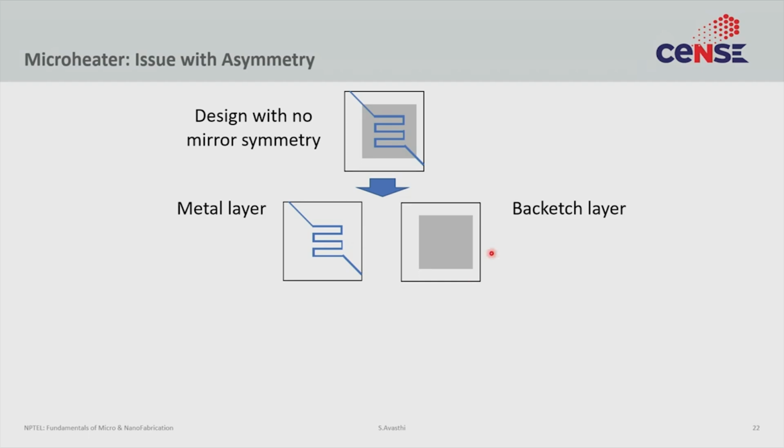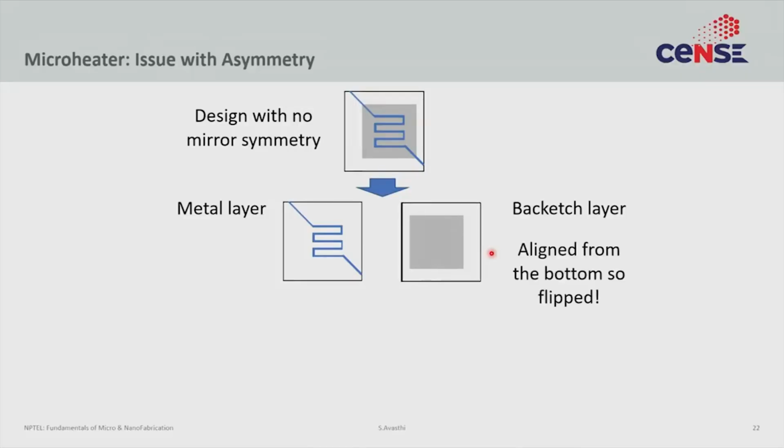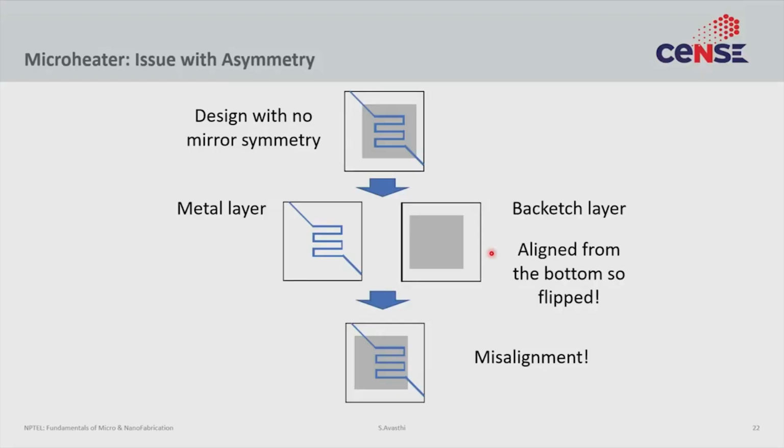But remember, the back edge is done on the back side of the wafer, for which they take the mask and they turn it upside down and do the alignment from the back side. When they do that, what happens to this design? It flips. Instead of being biased to the right hand side, it is biased to the left hand side. And when you now do the front and the back side alignment, you would always get a misalignment. You would always get something that looks like this. So that is what they were having. So the problem was not in the unit process, the problem was in the mask design.